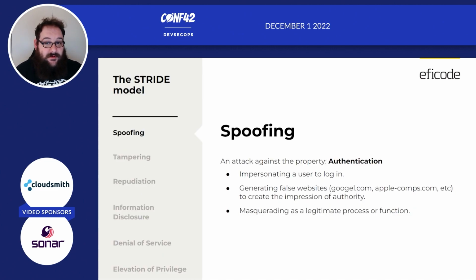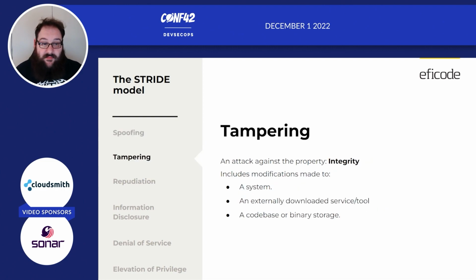We're going to quickly go through the six parts of the Stride mnemonic. So we have authentication, which is spoofing. So an attack against the property of authentication, impersonating a user to log in, or generating false websites, like anything to trick people's traffic into somewhere it shouldn't be. We have tampering, which is an attack against integrity, so modifications made to a system where they shouldn't have been possible.